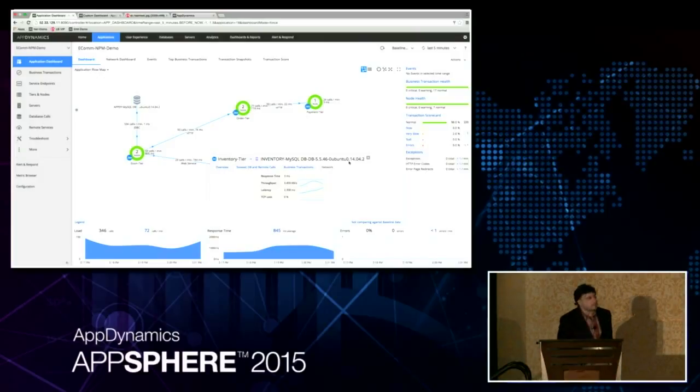Is the information available in the metric browser? Yes, all the metrics that are on the system are still accessible from the metric browser.